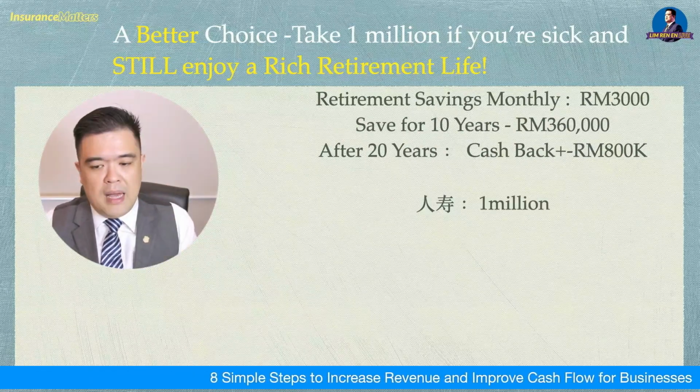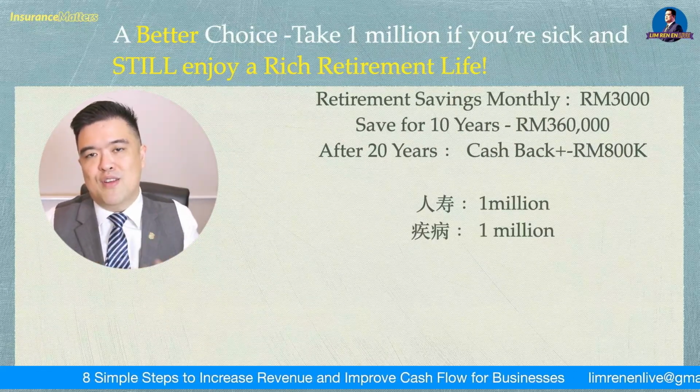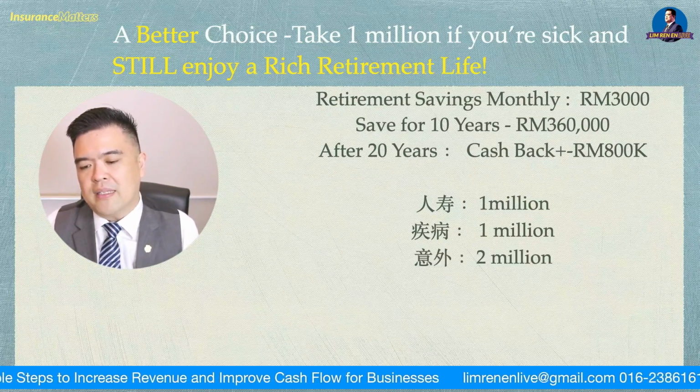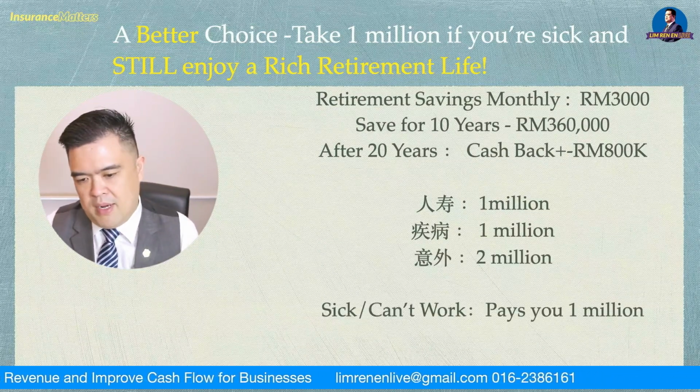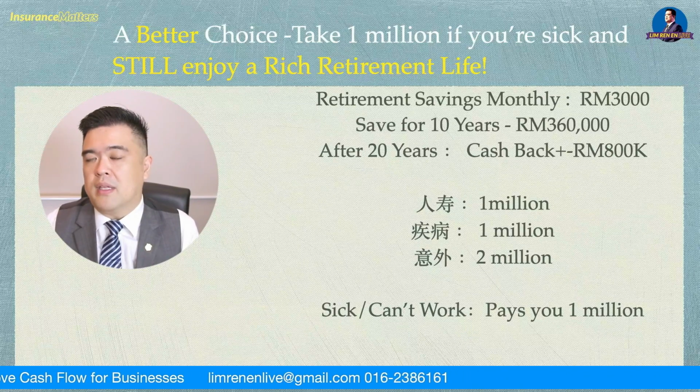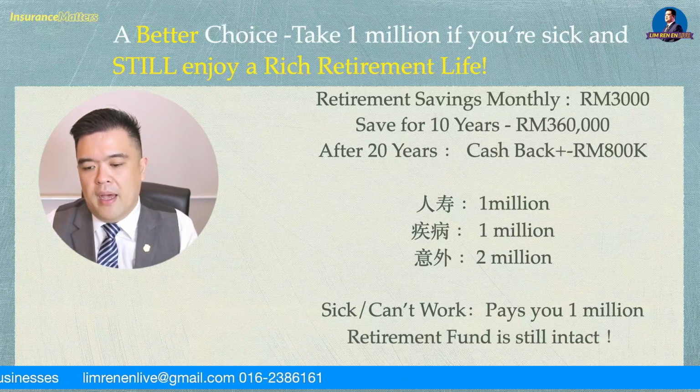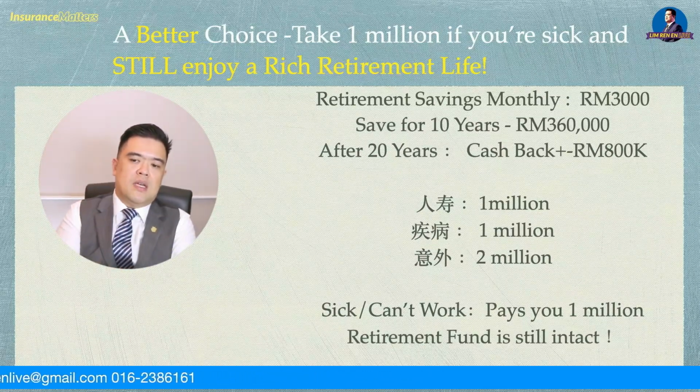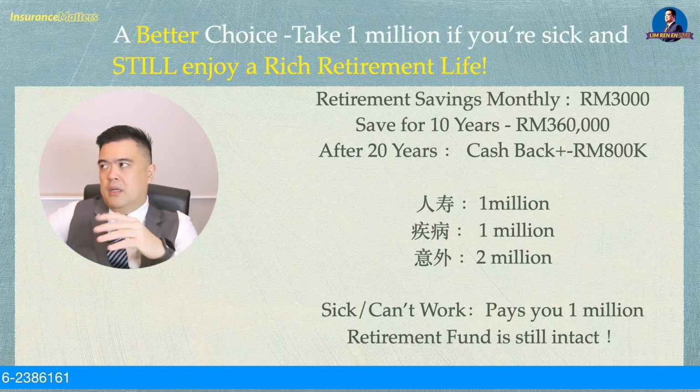We will provide you life insurance 1 million, critical illness 1 million, and also an accidental policy for 2 million. Alright? If you're sick, you cannot work, the company pays you 1 million and your retirement fund is still intact. You will still take back your 800,000 to 1 million, 2 million, whatever.